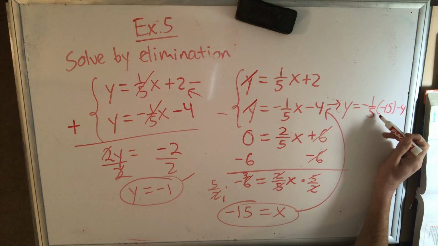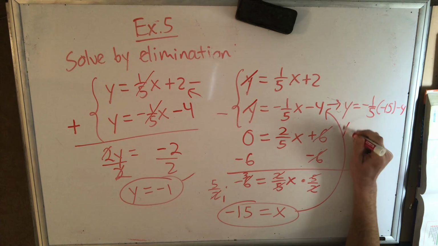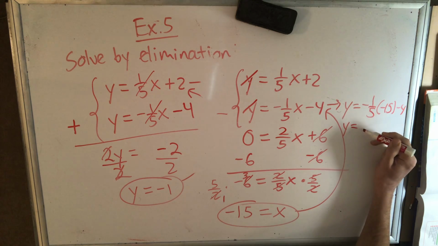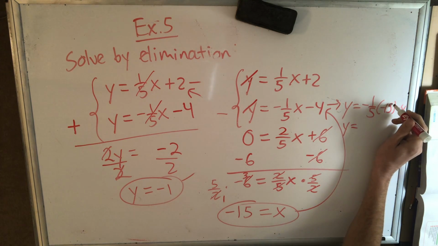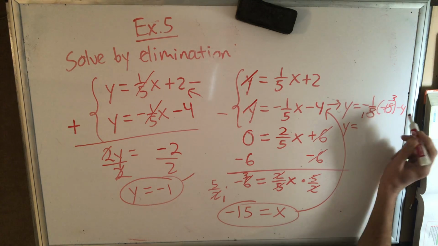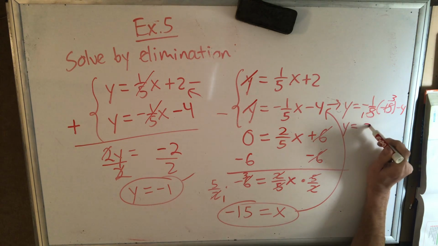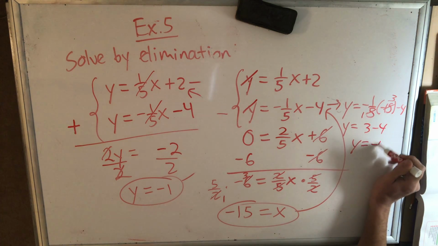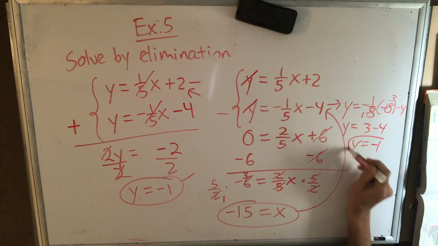According to PEMDAS, we do M for multiplication before S for subtraction. Negative 1/5 times negative 15, and negative times a negative is positive. 15 on top cancels out with 5 on the bottom when multiplying, because each of those can be divided by 5 to get 1 and 3. Negative 1 times negative 3 is positive 3. 3 minus 4 is negative 1. So y equals negative 1.